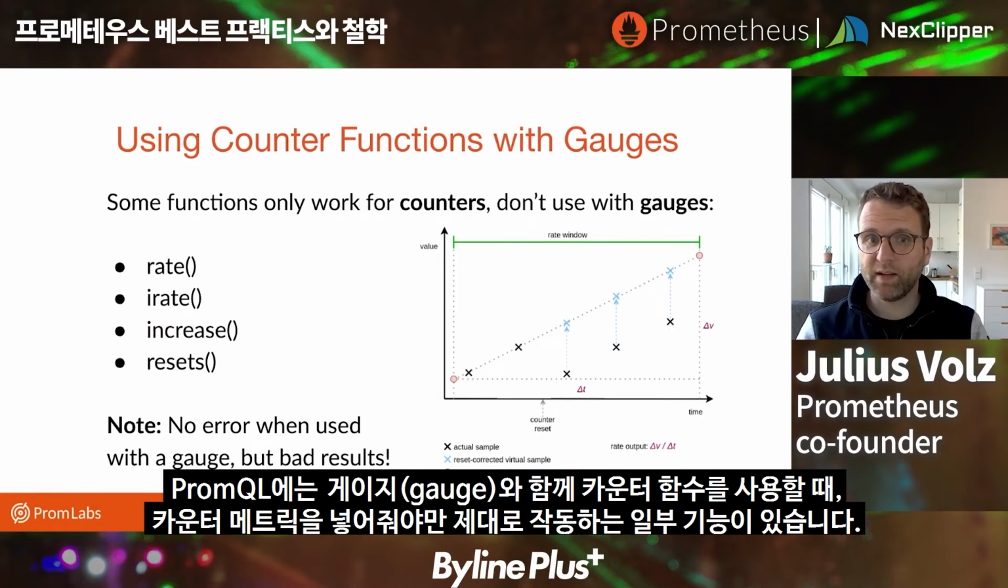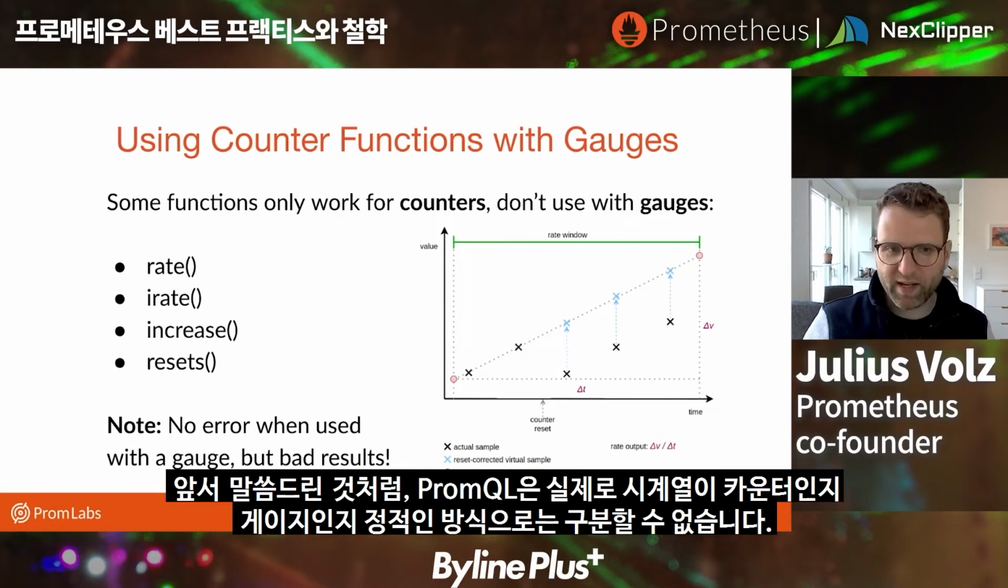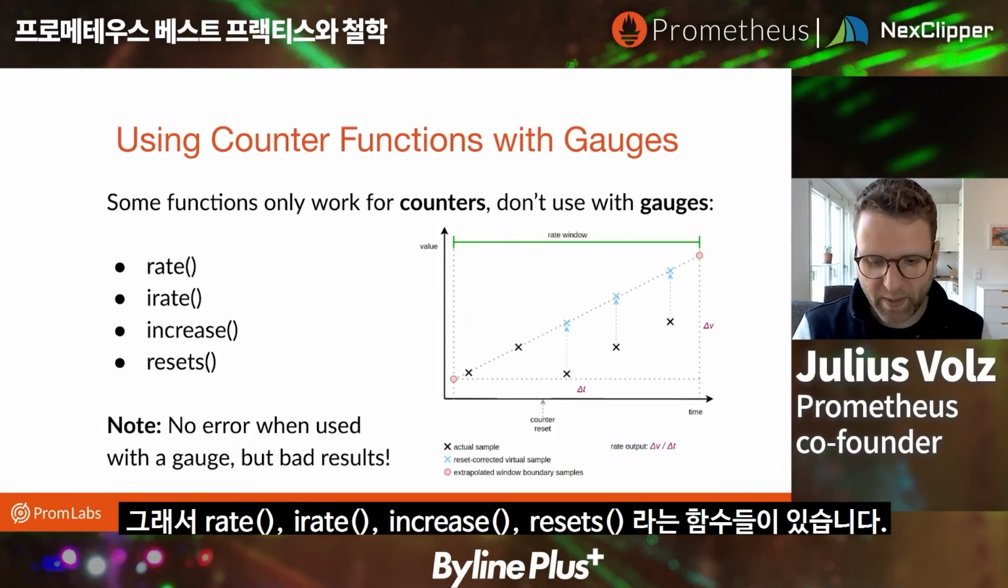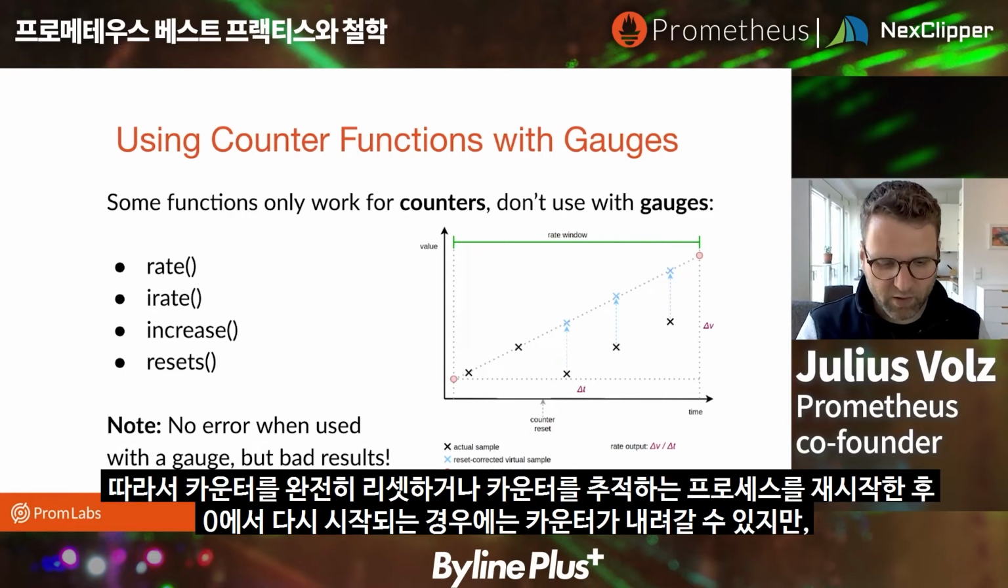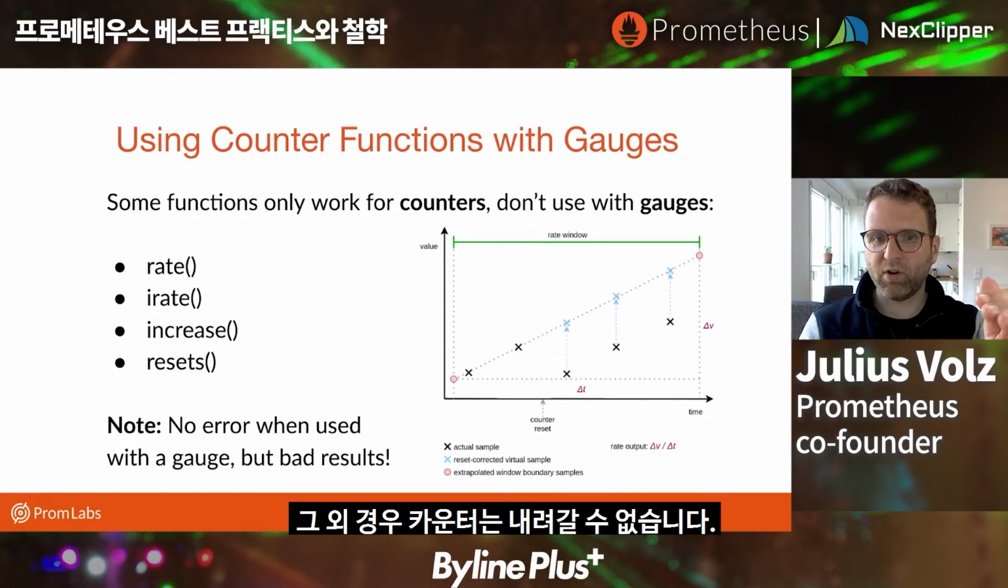Another common thing, using counter functions with gauges. There are some functions in PromQL that only work properly if you put a counter metric into them. Again, as I mentioned earlier, PromQL cannot actually tell in a static, strict way whether a time series is a counter or a gauge. But these functions, rate, irate, increase, and resets, assume that the data that you pass into them has the shape of a counter. So that, for example, a counter can only go down if it's a full reset, if the process that tracks the counter restarts and it starts again at 0. But normally a counter can never go down.